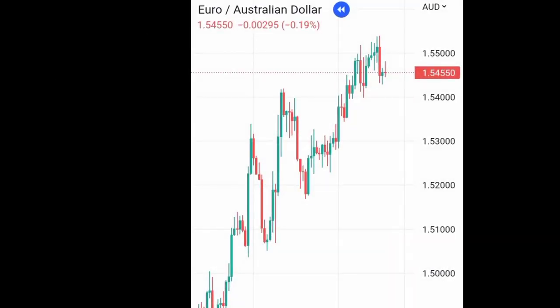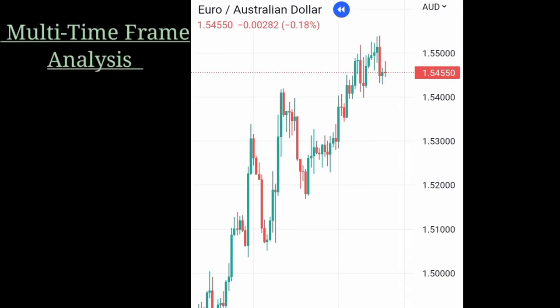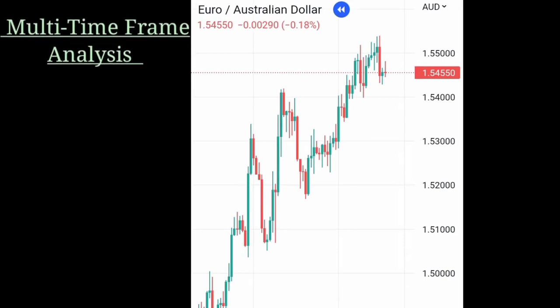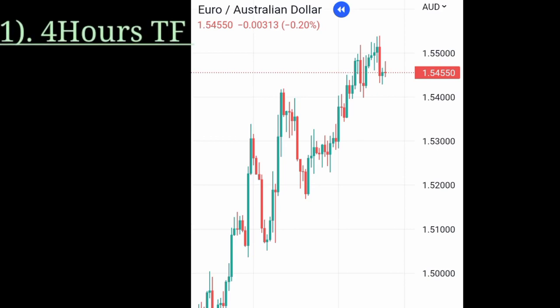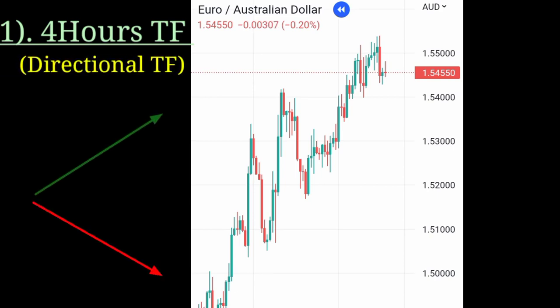These three-step processes will involve a multi-time frame analysis. We'll start with a higher time frame to analyze what is happening in the market. Then we scale it down to a smaller time frame where we find entry signals to enter the market to buy or to sell. So the first time frame we're going to be considering as intraday traders is the 4 hours time frame, the 4H time frame, and that time frame is where we are looking for direction, so we call it the directional time frame.